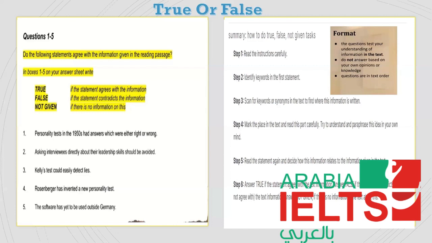Don't only look for keywords or synonyms, and based on that answer yes or no, true, false, not given. That's not going to work for these questions. A lot of people say if you cannot find literally anything in the text that is related, just put not given. If you don't want to waste your time, that's a strategy you use at the end, not at the beginning at all.